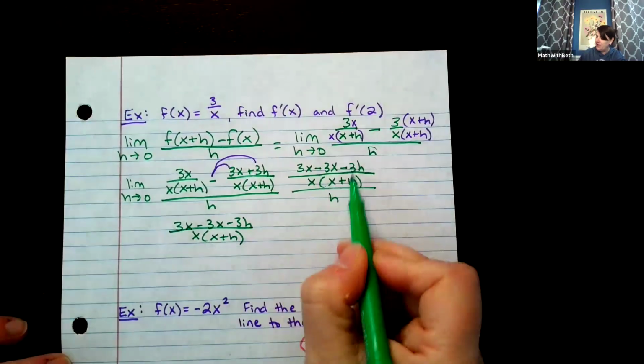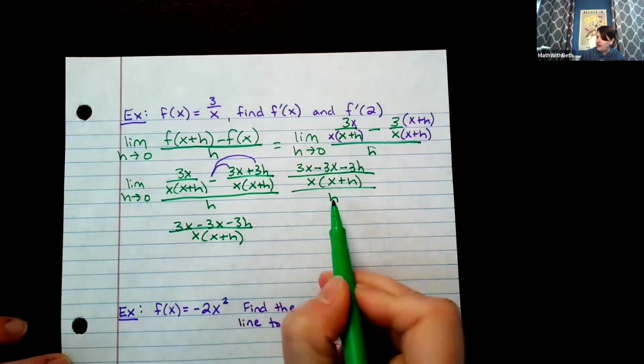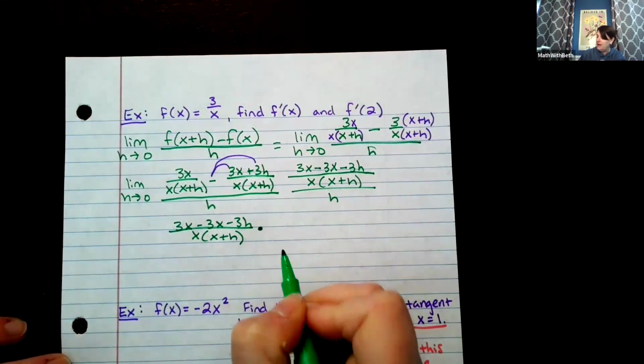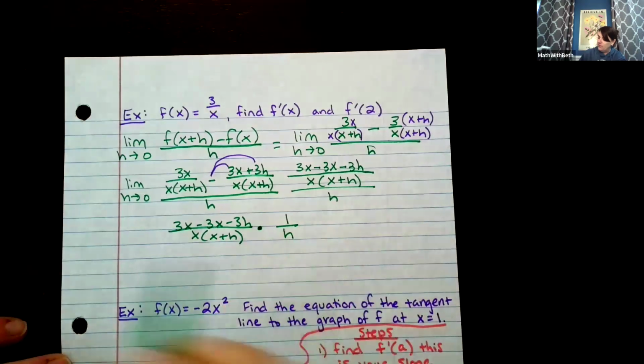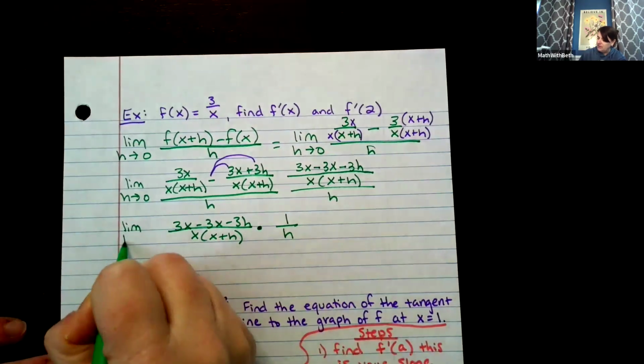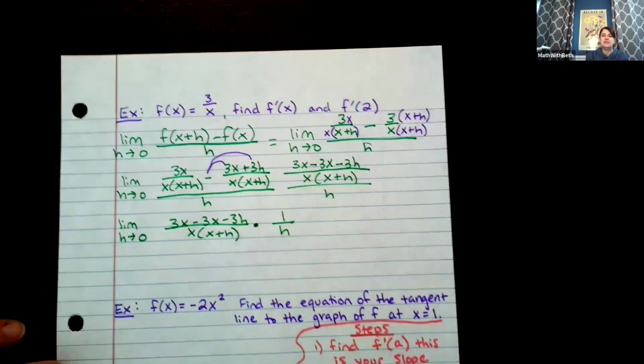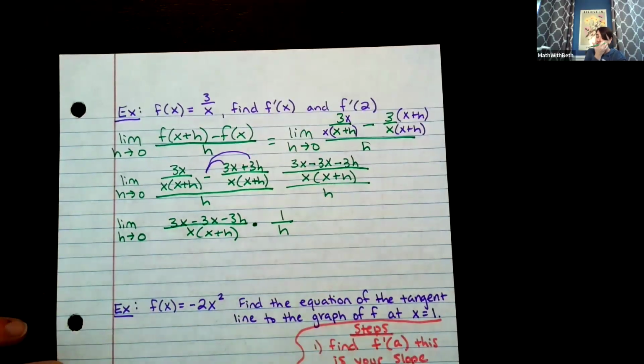So this is my top fraction. Instead of dividing by h, I'm going to multiply by 1 over h. You always have that option with fractions. Instead of dividing a fraction by a fraction, you can multiply as long as you flip the second fraction.